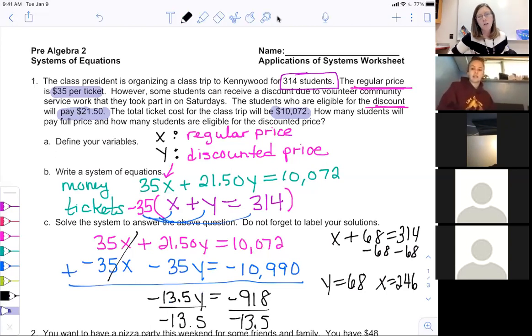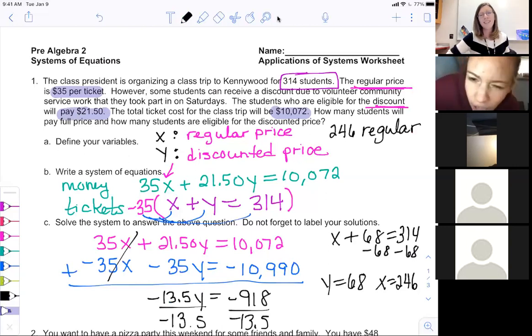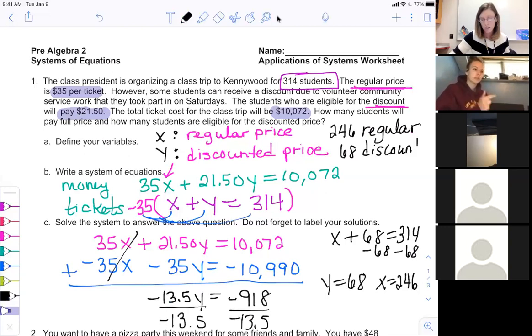Does anyone have questions? So there's another problem done. Just don't forget to label. So this is 246 regular price. So 246 kids, they didn't do the extra community service. They didn't get the cheap price. Only 68 got the discounted version because they did community service.